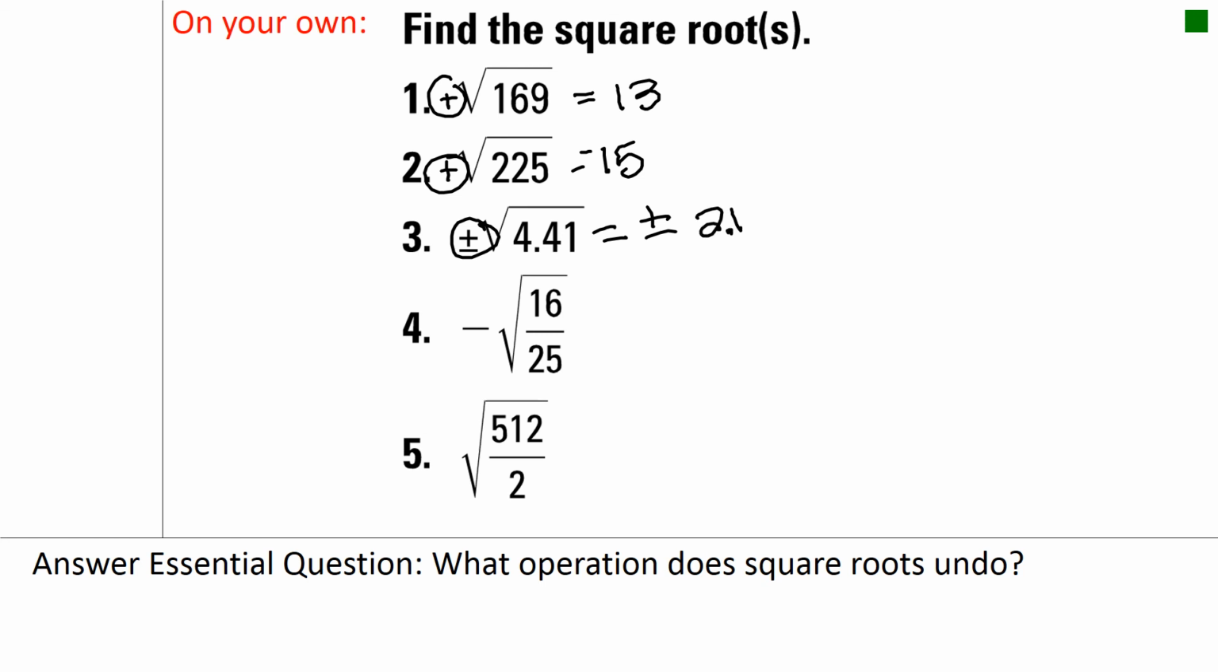Alright, 4, this is just looking for the negative answer, so the square root of 16 is 4, and the square root of 25 is 5. This one, first we're going to divide 512 by 2, and then take the square root of it. It's only looking for the positive answer, and that one is 16.